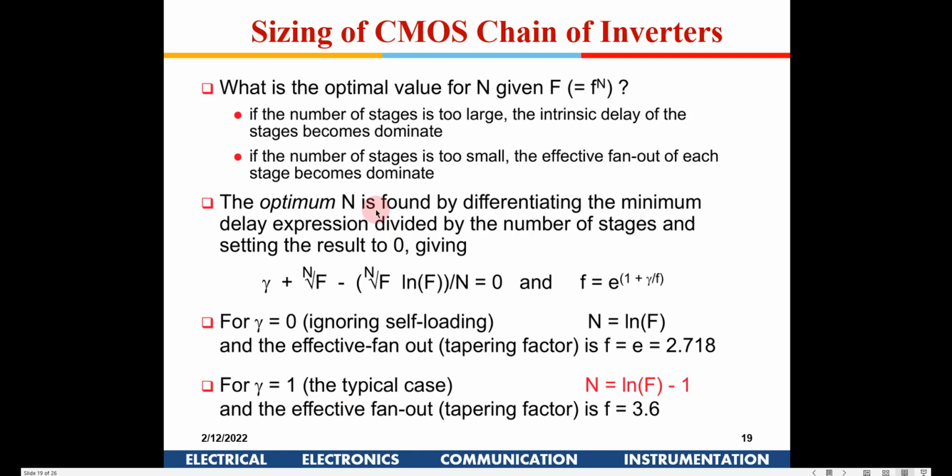Okay, so the effective fan out is 3.6. That is the best one. Small f, the fan out, is not for this stage; this is for each stage. For each stage, C external divided by C intrinsic should be 3.6.